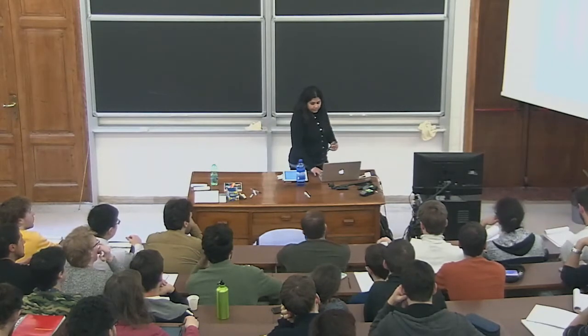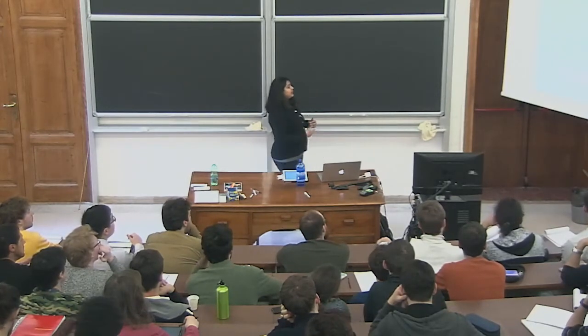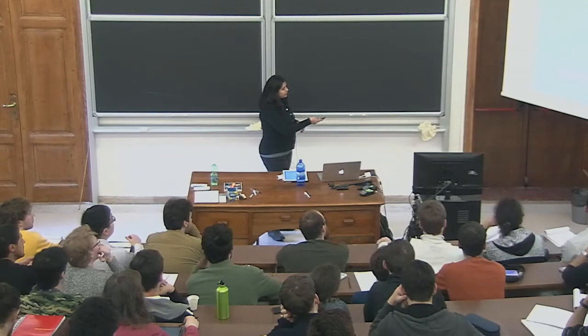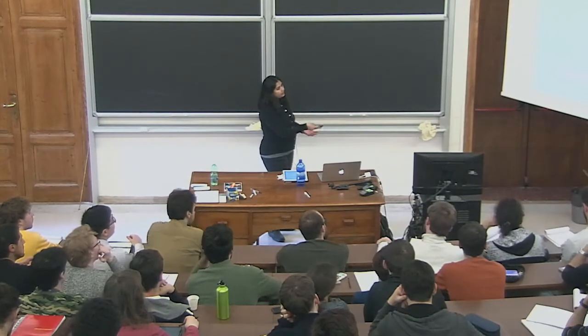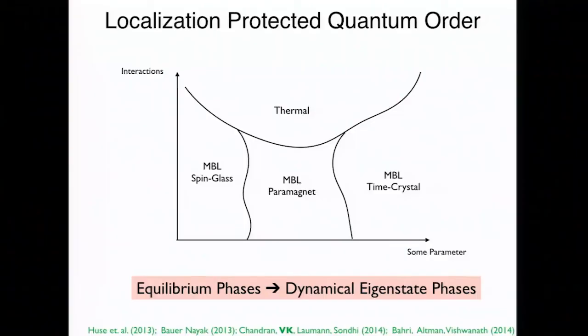Okay, so the upshot is that we've gone from a notion of equilibrium phases of matter to dynamical eigenstate phases. And what this means is that not only do we now have a dynamical distinction between thermalizing phases and many-body localized phases, but as you tune some parameter, I'm going to leave that unspecified for now, you can actually tune transitions between different varieties of MBL phases.